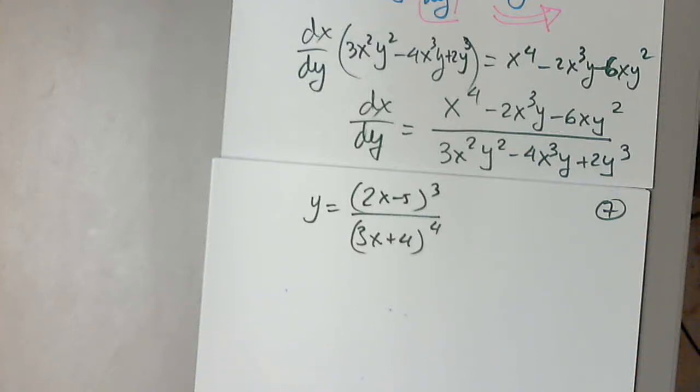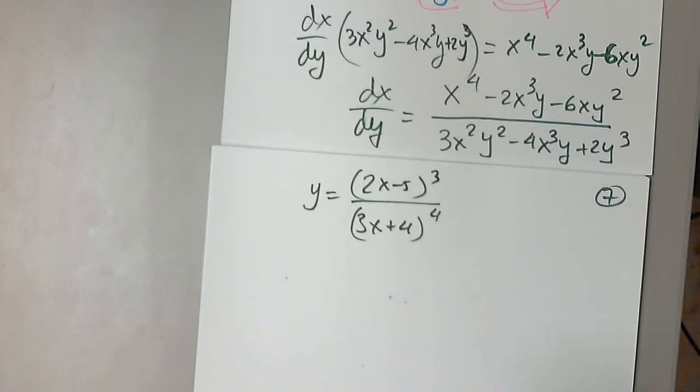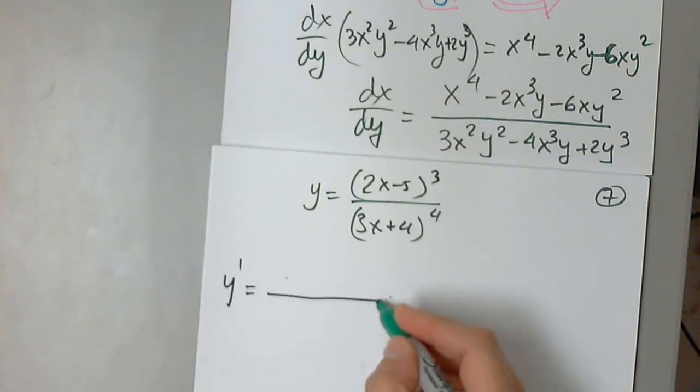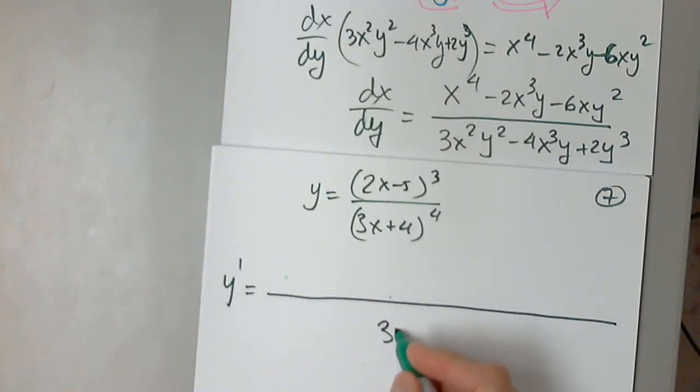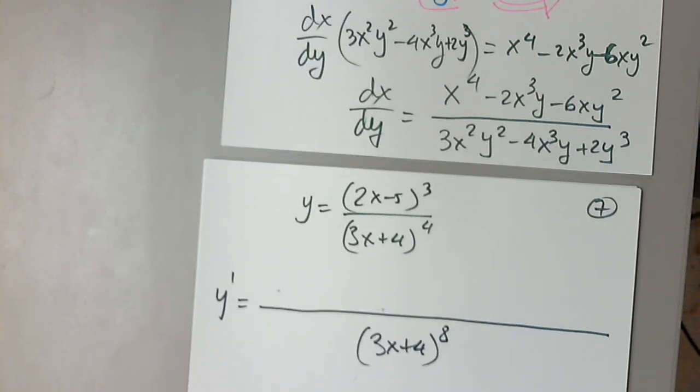I will not apply natural log to it. You can, but I will just use the quotient rule. So y prime. I will write 3x plus 4 to the 8th power in the denominator because I have to square the denominator. If you want, we can write it in 2 steps.